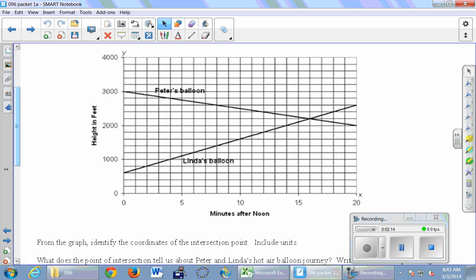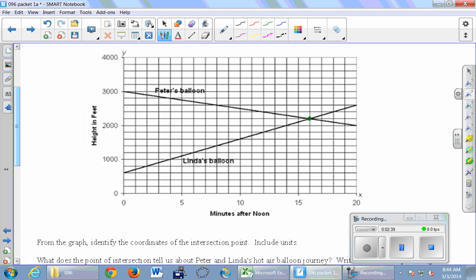And what can we say about Linda? So initially she starts lower, but what is she doing? She's ascending, she's getting higher and higher. And what do you think is going on right here at this point? They're at the same height, not necessarily in the same exact space, we hope not, but they could be just going right next to each other and at the same height at that one moment.